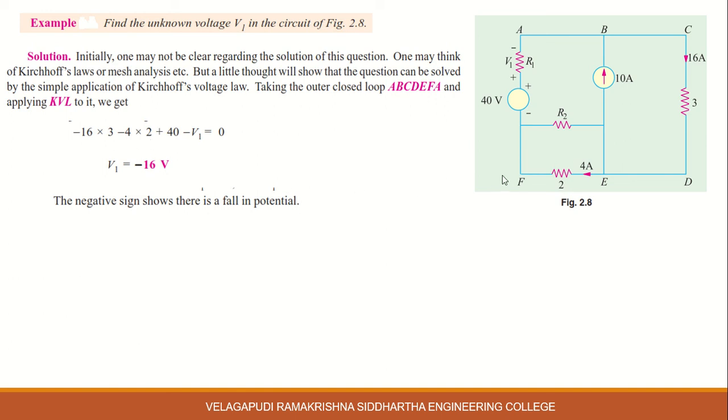Okay. Next, coming to node F to node E. Here 40 volts, minus to plus, a rise in voltage, plus 40 volts, and voltage V1, plus to minus, a fall in voltage, minus V1, so equal to 0. By simplifying this, we get V1 as minus 16 volts. Okay. The negative sign shows there is a falling potential. So the negative sign indicates falling potential.